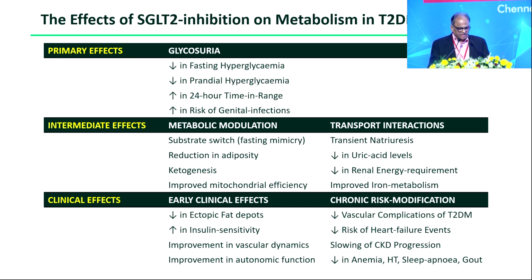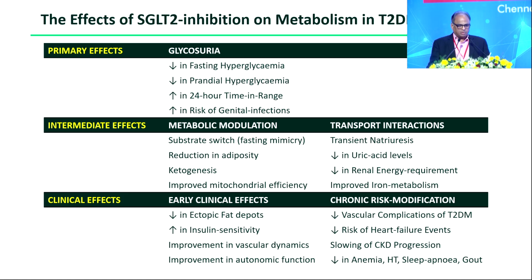And among the early clinical effects, there is a reduction in fat deposits, especially ectopic fat, which is more relevant for the Indian population. In the thin-fat Indian, where waist circumference is more, ectopic fat is very high in our population. So the ectopic fat comes down, and along with that the free fatty acid circulation comes down, and indirectly the insulin sensitivity also improves. It's a cycle.